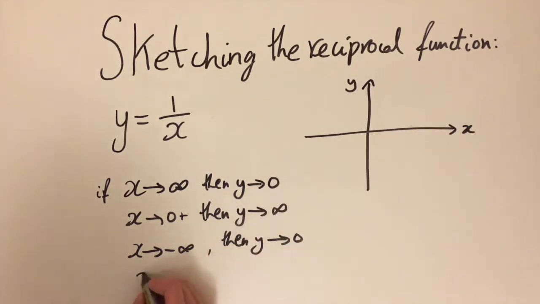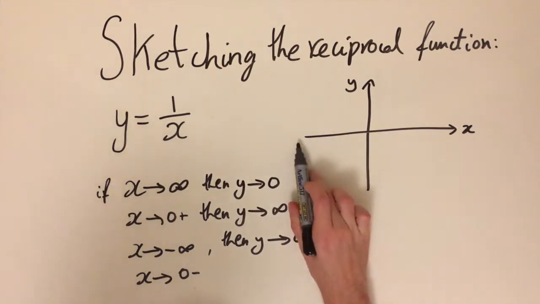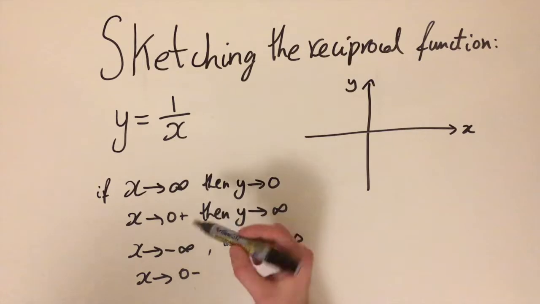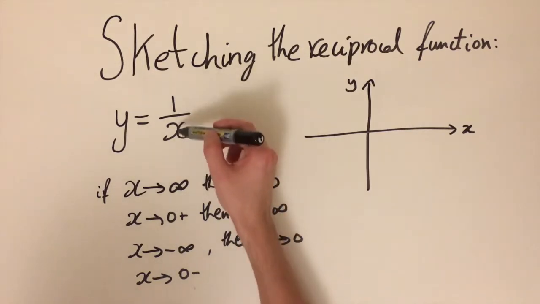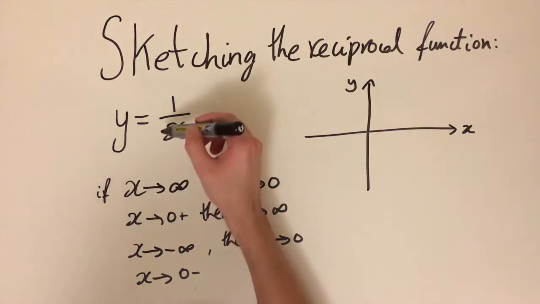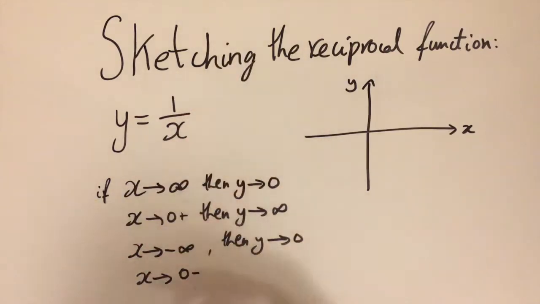And now we're going to look at the case when x goes to 0, but from the negative side, so it's going to come in from the left-hand side, which means that we're dividing by a very small number and it's negative, which means it's going to create a very big number, but this time a very large negative number. So in this case, we get y tends to minus infinity.